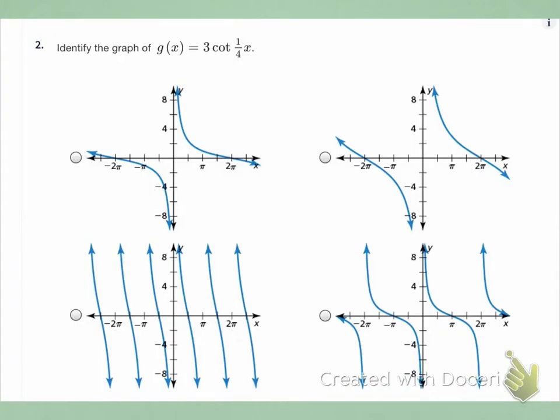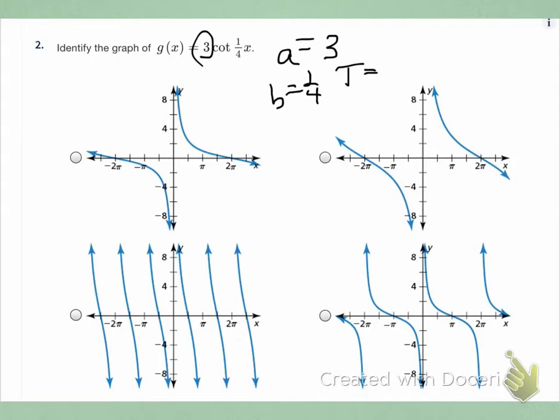Let's try another one. Oh, blank page. Here we go. Identify the graph of g of x equals 3 cotangent 1/4 x. Okay, once again, there's my A, so A is 3, right? So looking at those key points, I'm going to want to go up 3 and down 3. What's that 1/4? My B is 1/4. Okay, that affects my period.